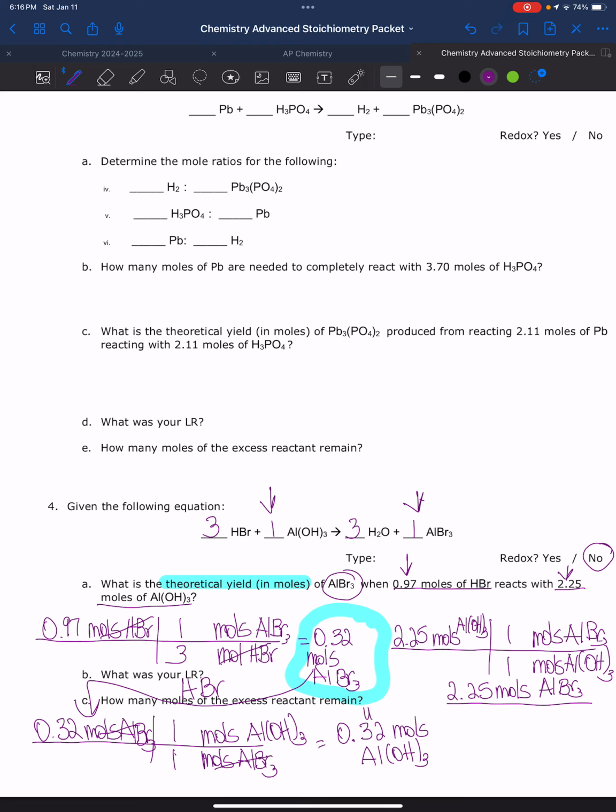So this is used. If that's used and I started with 2.25 moles of it up in my problem, and I subtract my 0.32 moles used, so 2.25 minus 0.32 gives me 1.93 moles remaining or moles left.